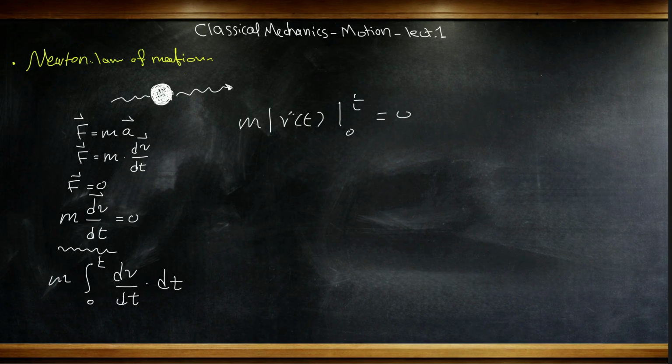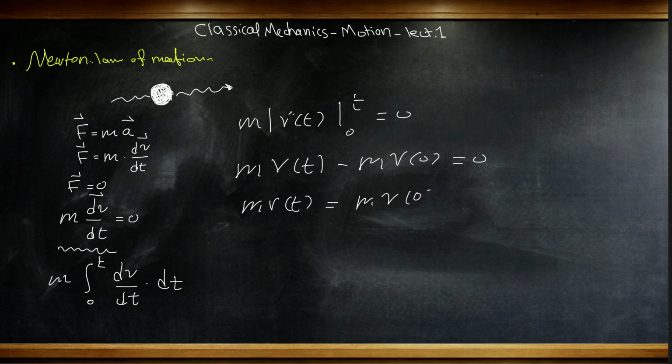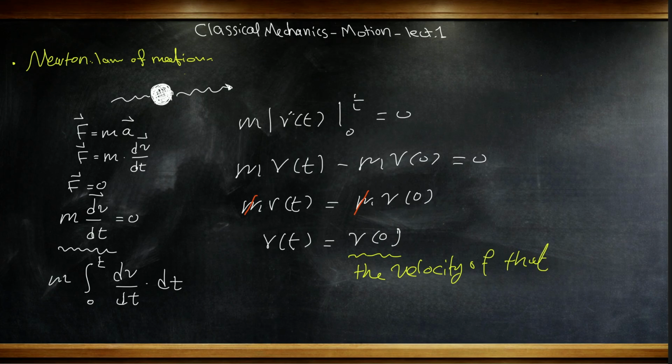That is equal to 0. m v(t) minus m v0 equals 0, and m v(t) equals m v0. The m could be cancelled out, and then v(t) equals v0, which here is the velocity of that object at the initial time.